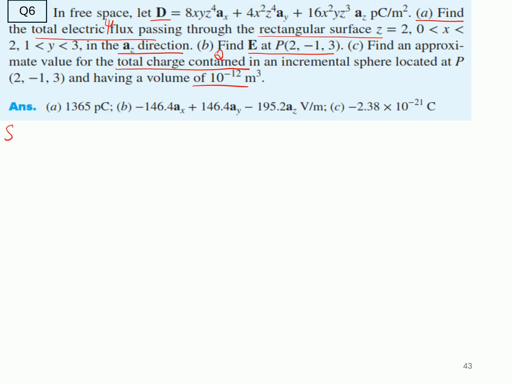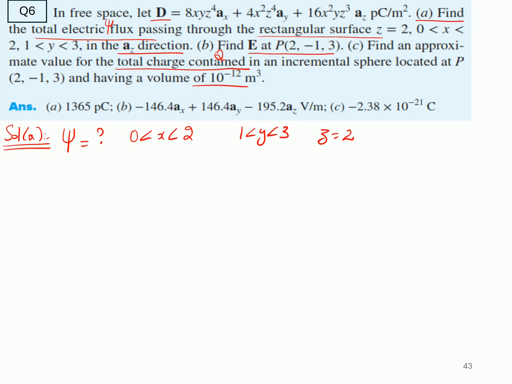So let us start solving with the first part. In the first part we have been given the information that we need to find the electric flux with the symbol psi. The ranges for the Cartesian coordinate system are: x is from 0 to 2, y is from 1 to 3, and z has a definite value of 2.